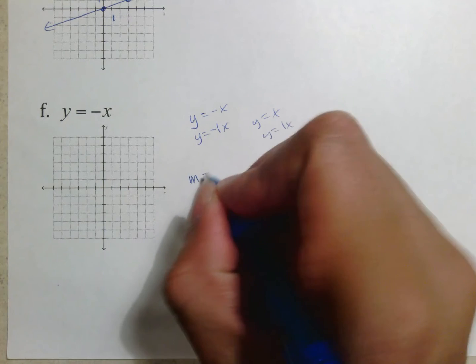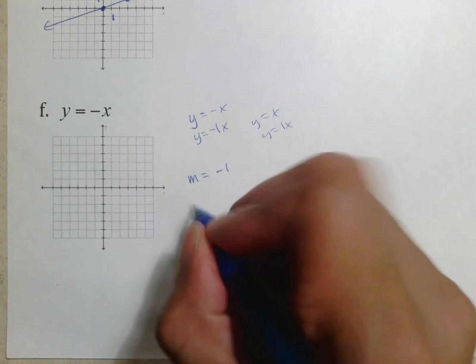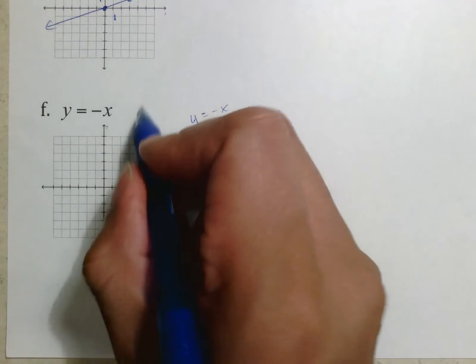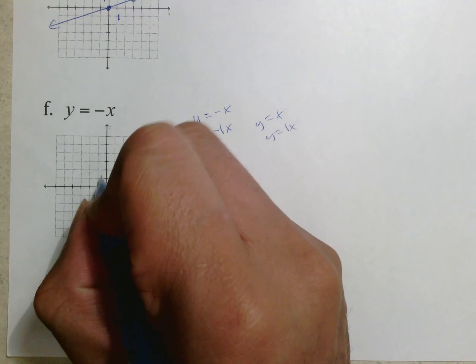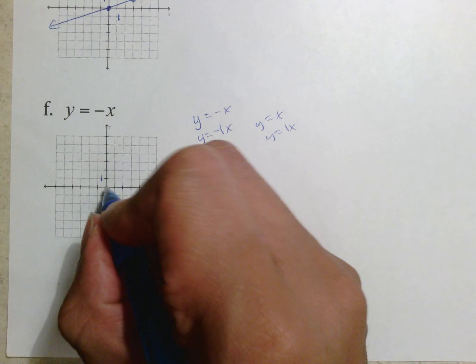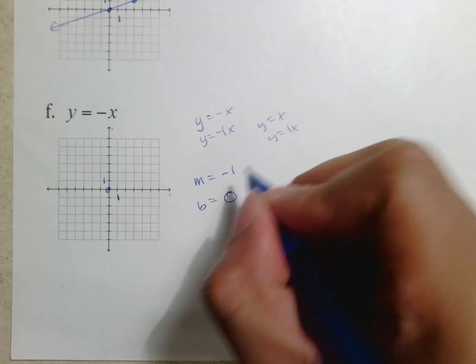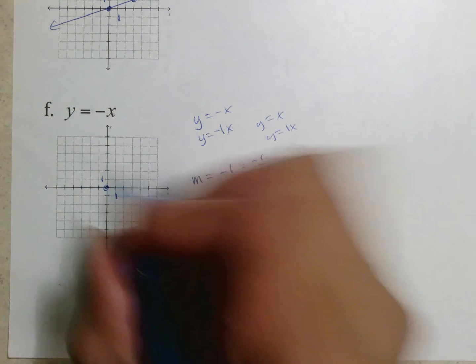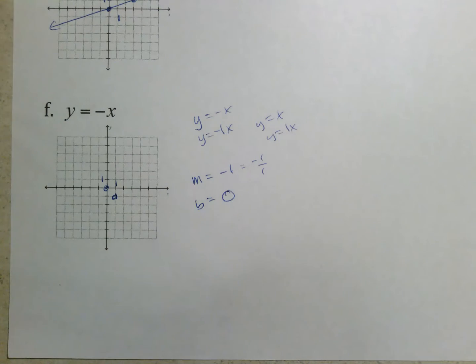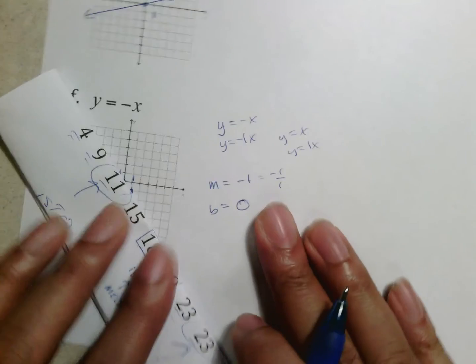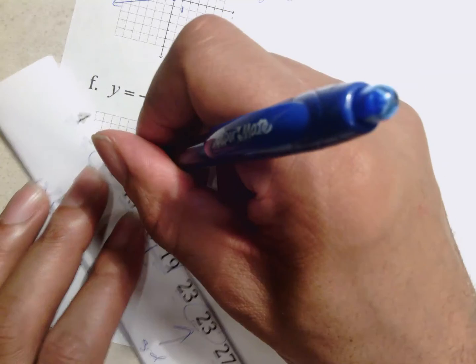And so in this case, m in this problem is negative 1. b, which is the one that's here, is nothing at all, so that's where 0 is at. Again, mark your axes. b being 0 means stay at the origin. m of negative 1 is the same as negative 1 over 1, which means down 1 over 1. I'll go ahead and put my 1 up there so we can see it. And then again, once you get those 2 points, you have your line.